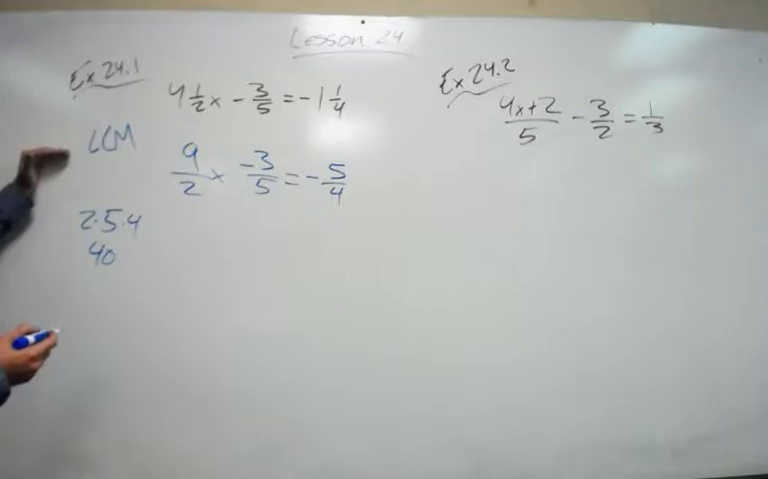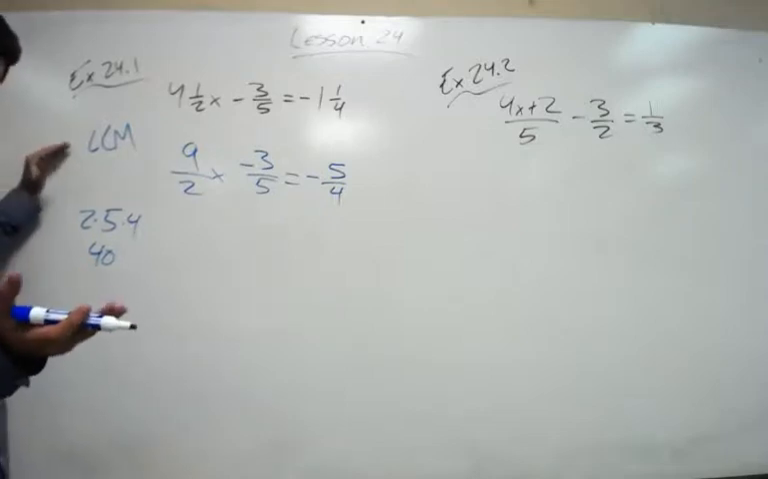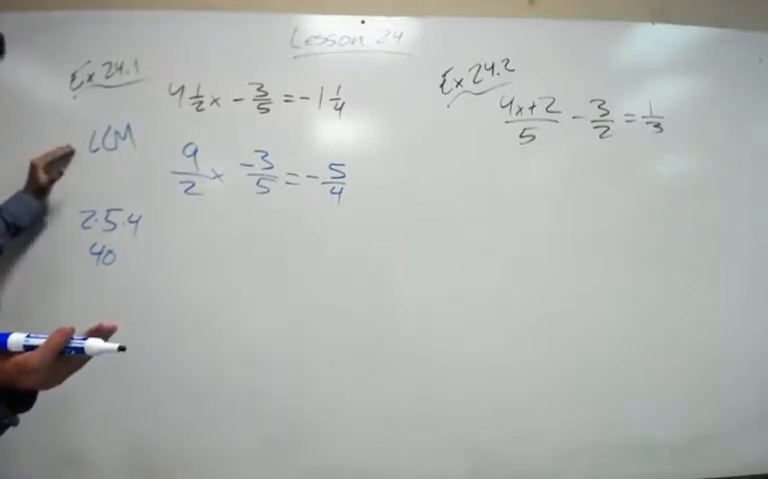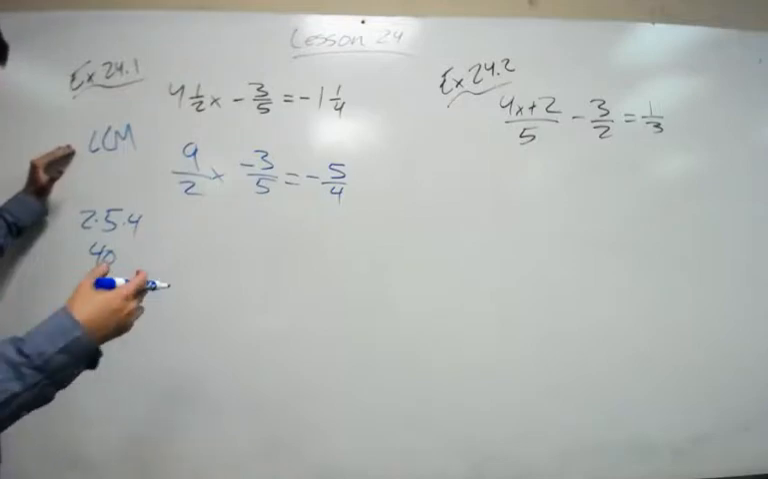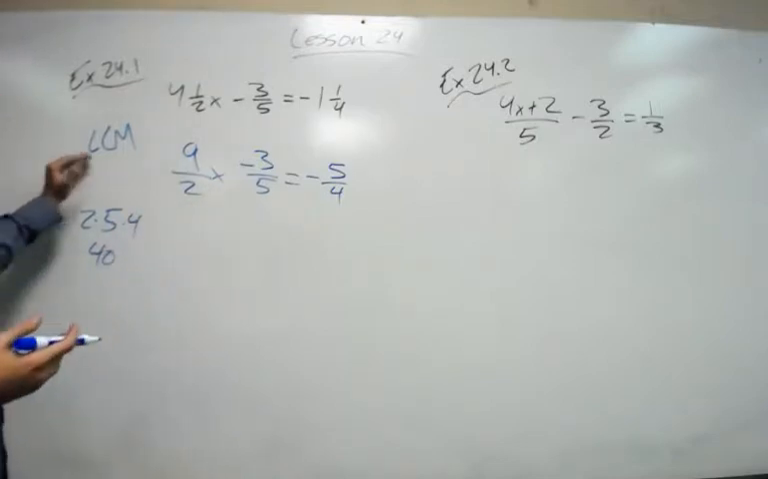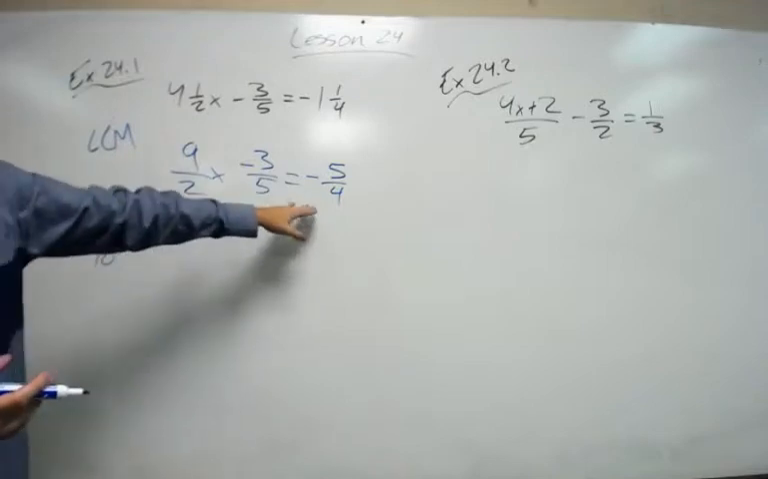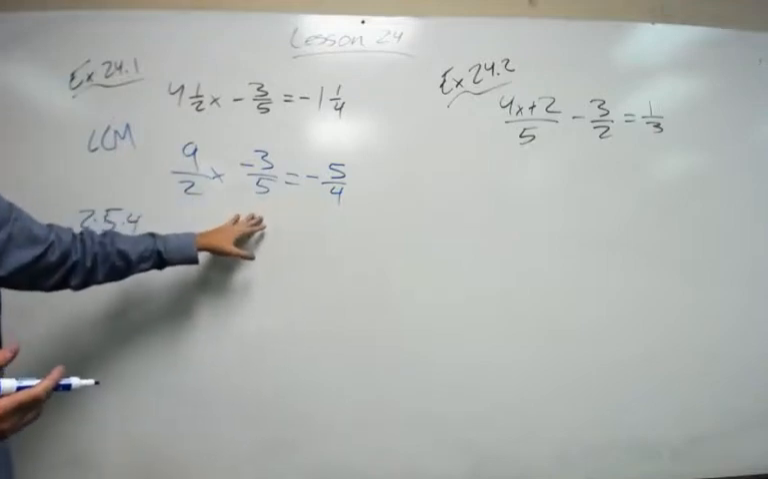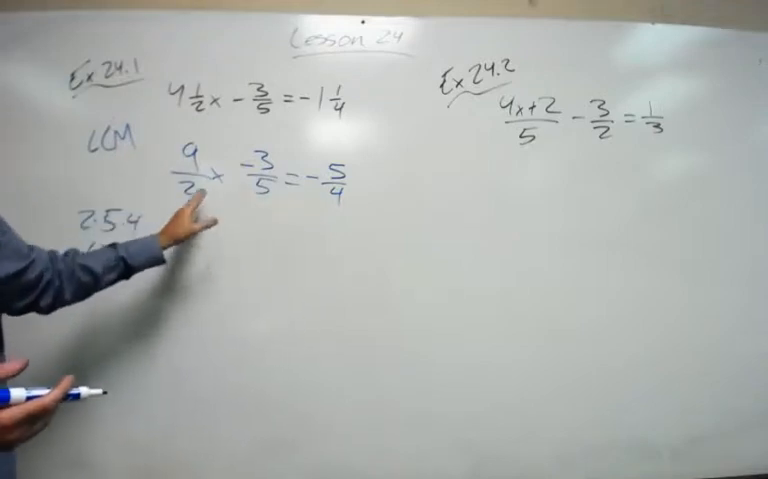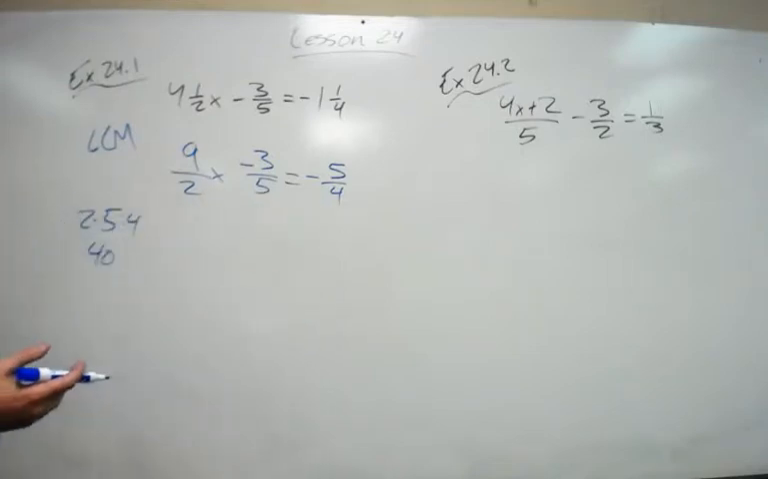There's different ways to do this. Most of you, or many of you, are probably good enough to just look at this and know, okay, 5 times 4 is 20. Okay, 2 goes into 20 as well. So 2, 5, and 4 go into 20. That's going to be our least common multiple.